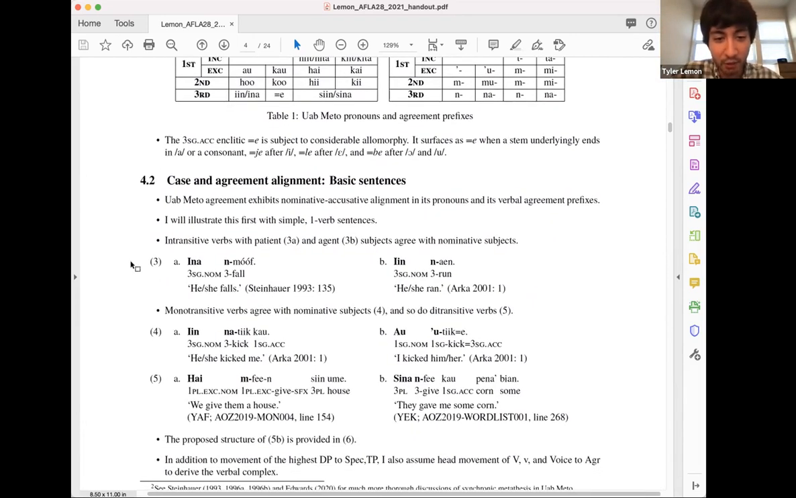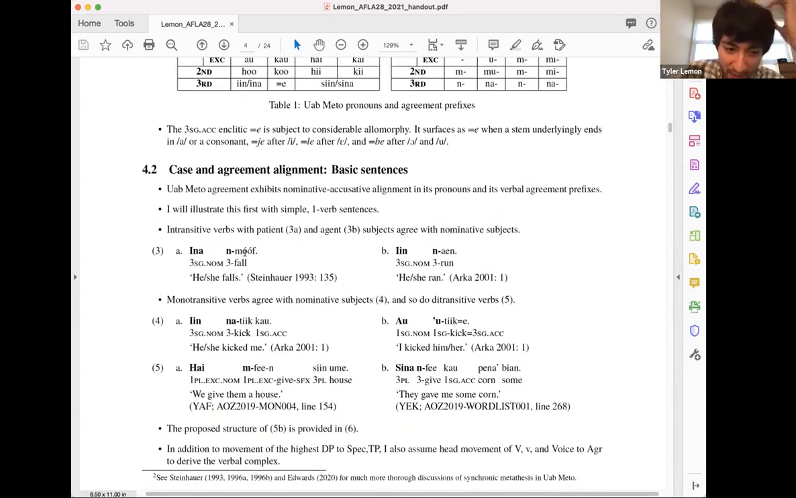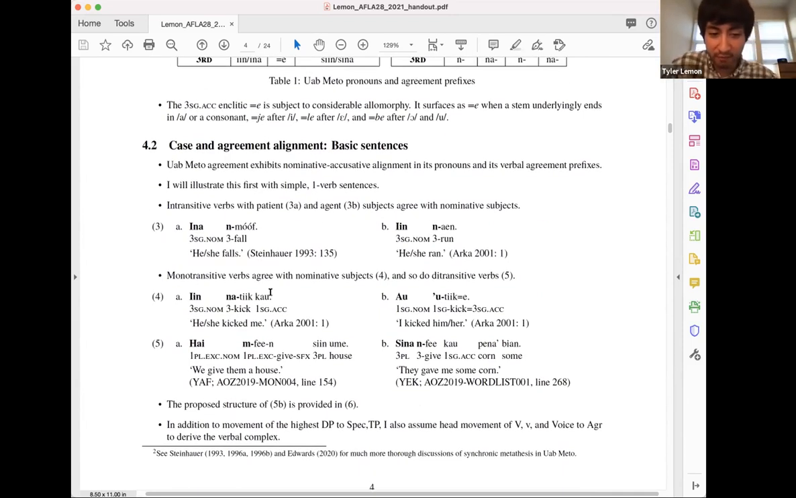So first I'll show some simple one verb sentences. If you look in 3, here's an intransitive verb with a patient subject, fall. Here's an intransitive verb with an agent subject, run. And they both use nominative subjects and you get agreement with them. If you look in 4, we have a monotransitive verb, kick. And in both cases, whether the subject's first person or third person, you have agreement with the subject. And notably, this subject form here is identical to the subject form used for the subject of an intransitive verb.